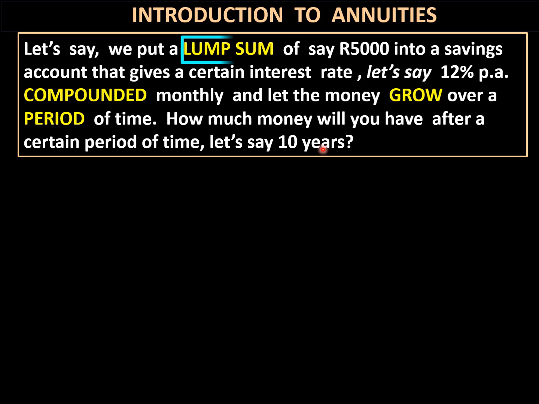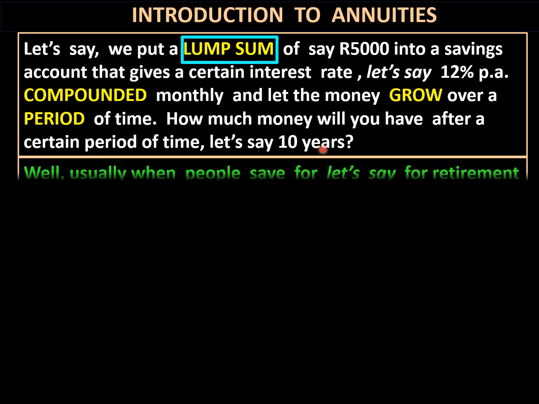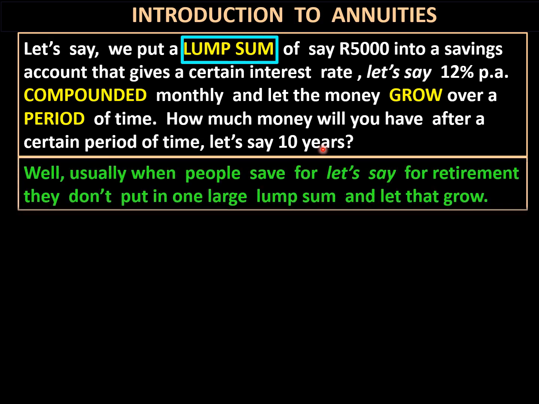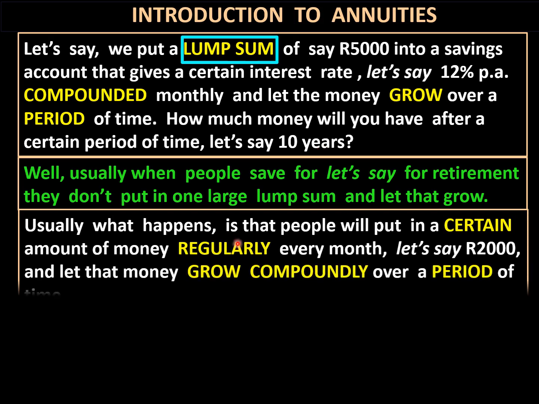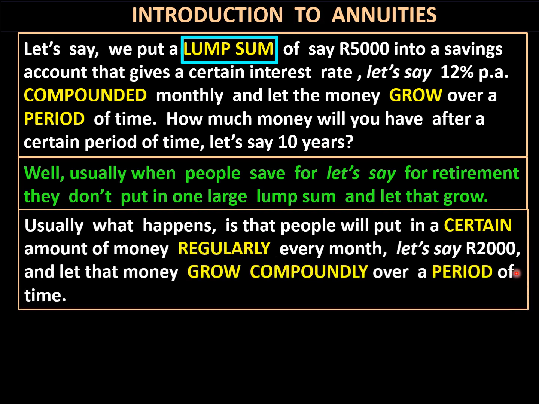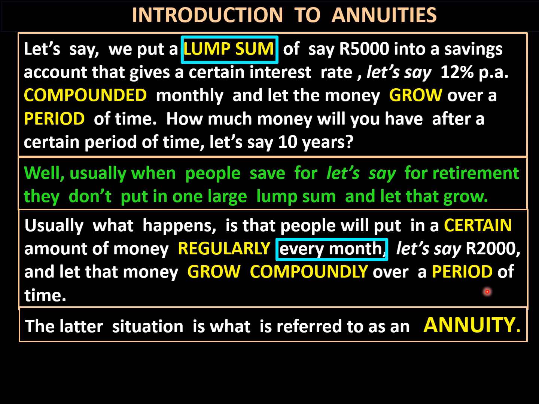But usually when people have to save for retirement, they don't put in a lump sum and let that lump sum grow, right? You don't have such a large lump sum. What usually happens is that you put in regular amounts, let's say 2,000 Rand every month, and those many payments of 2,000 grow with compound interest over a period of time, right? So it is regular payments. How regularly? Every month. And what's the amount? 2,000, and you let that grow.